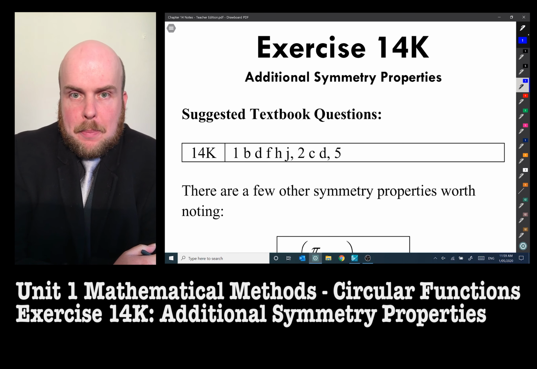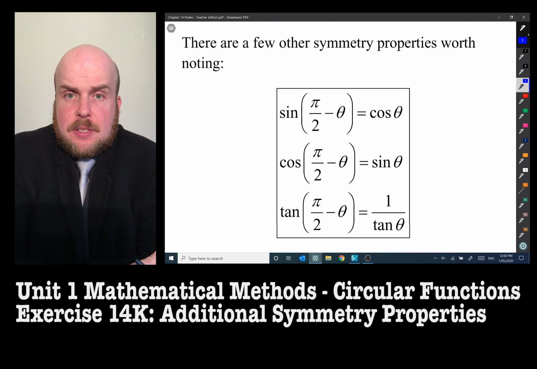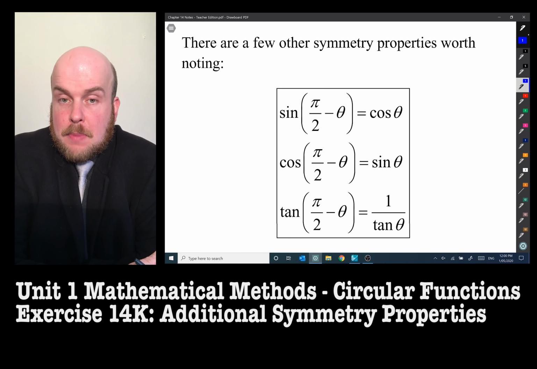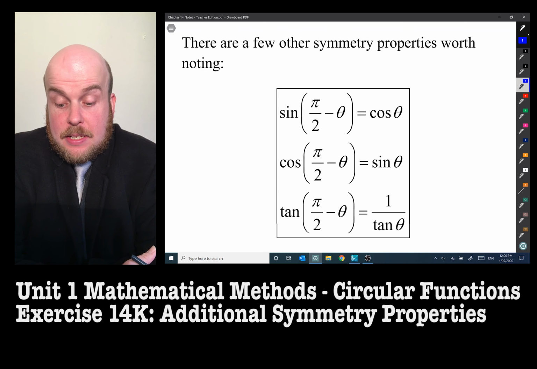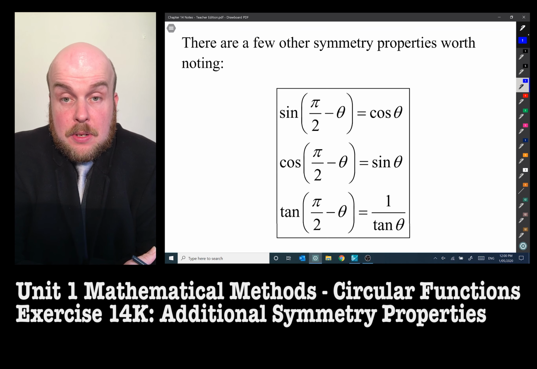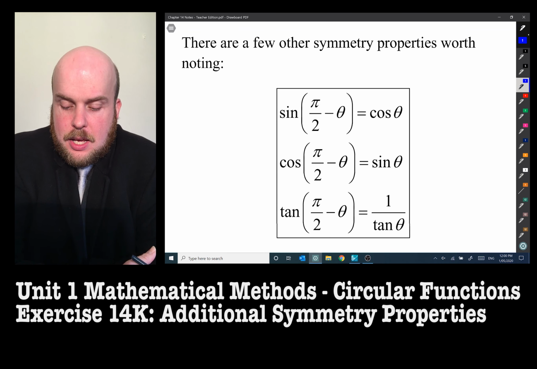Additional symmetry properties. Here are the first three. Notice here that we've got pi on 2 minus theta, pi on 2 minus theta, and sine, cos, and tan. And we've got various answers here: sine of pi on 2 minus theta is equal to cos theta, cos of pi on 2 minus theta is equal to sine theta, and tan of pi on 2 take away theta is equal to 1 over tan theta.